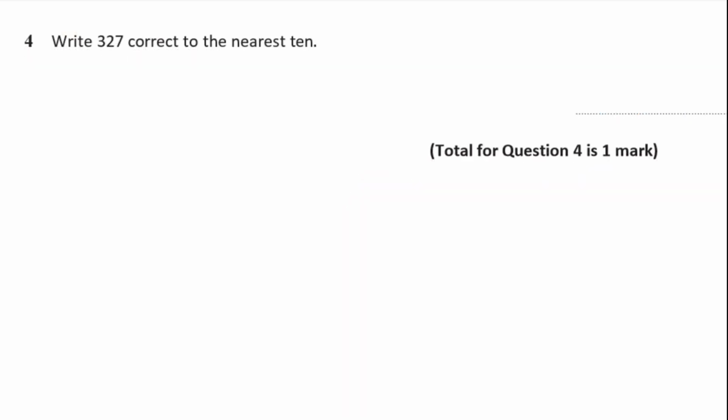Question 4, write 327 correct to the nearest 10. Well, the nearest 10, where is the tens digit on this number? It's this 2 here, and that's the tens, isn't it? So if I'm going to round to the nearest 10, I'm going to round off after that 2.